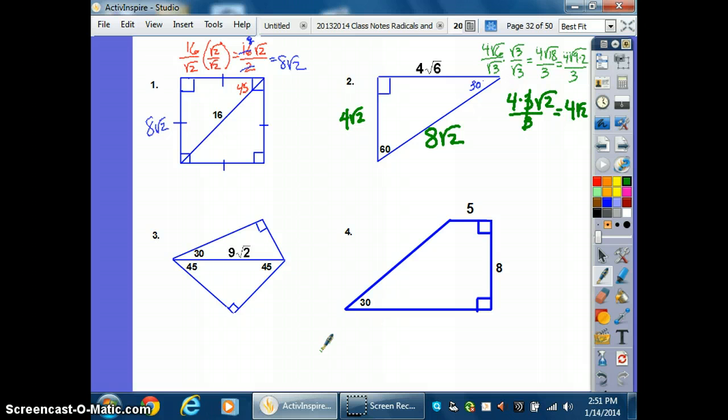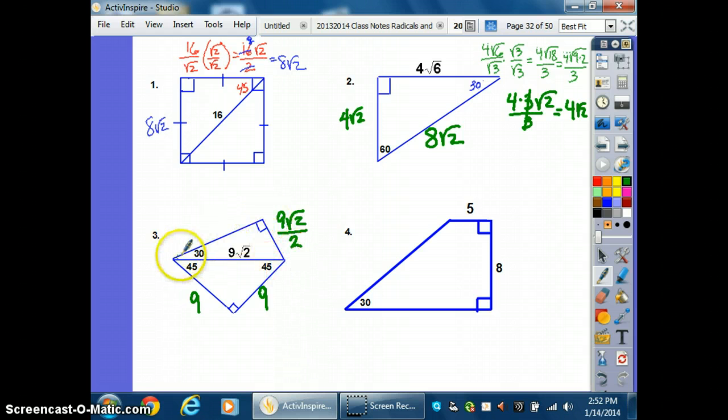Okay, the next one, we have to find 4 sides here. Let's do the 45, 45, 90 triangle. If this is 9 radical 2, then the legs must be 9, right? Divide this by radical 2 and you get 9. 9 times radical 2 is the hypotenuse. Okay, good. Halfway done. Now, the hypotenuse is 9 radical 2. So the short leg is half of that. 9 radical 2 divided by 2. Okay, we're done with that one.